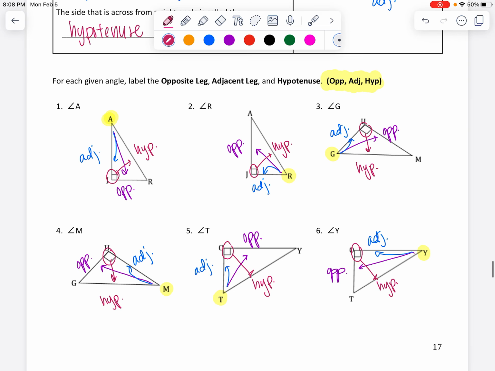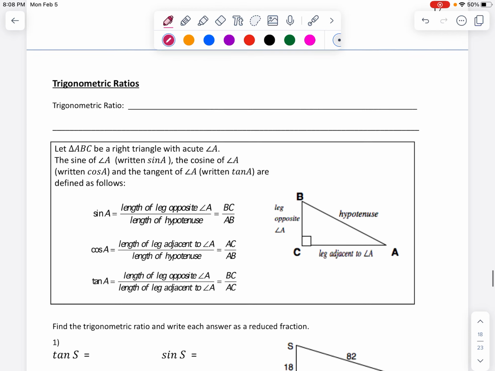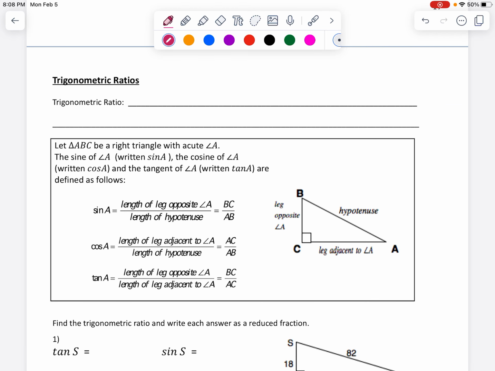All right, we're done with the first page of notes. Not too shabby, right? Go ahead and flip the page. And now we're going to talk about something called trigonometry.